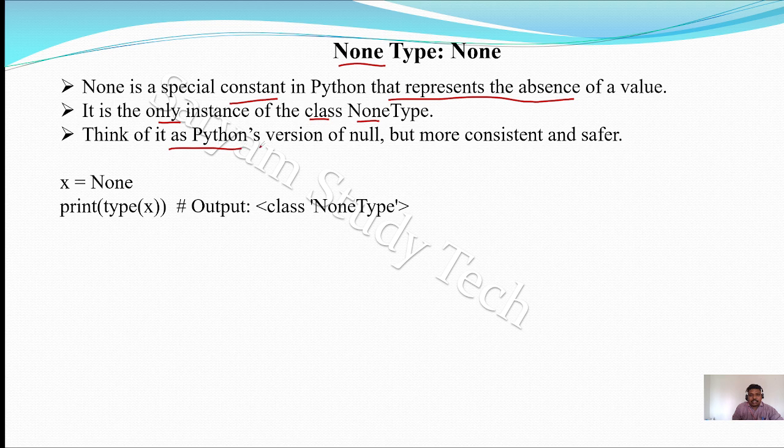Think of it as the Python version of null. For example, in Java, you write String s equal to null. Same like that, here you can use None in Python. For example, you don't assign any value to x, you just assign None. If you print the type of x, it is class NoneType.